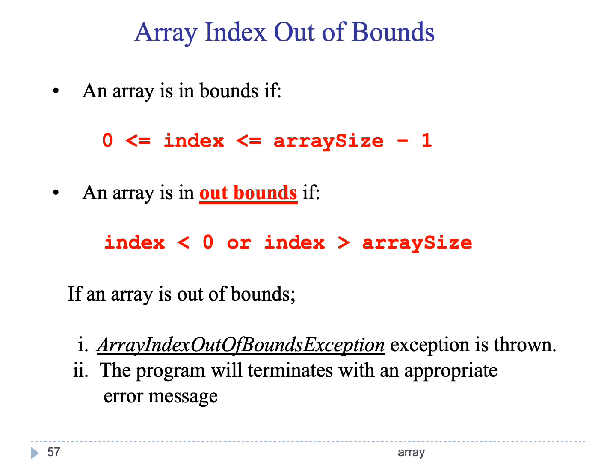Array index out of bounds happens when we try to access an index number that is outside of the array. It can be a value larger than or equal to the array size, or any value less than 0. If we get an array index out of bounds exception, the program will terminate.